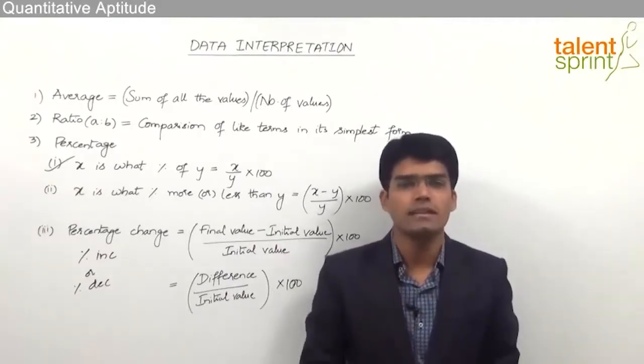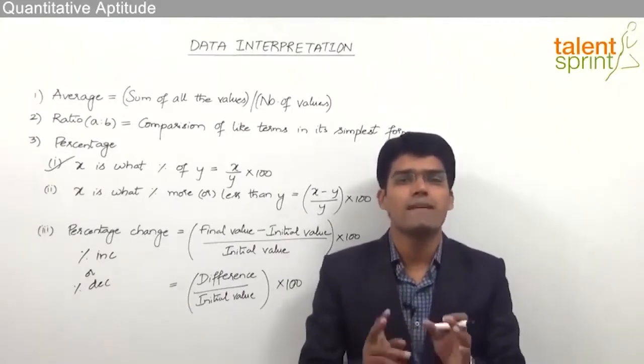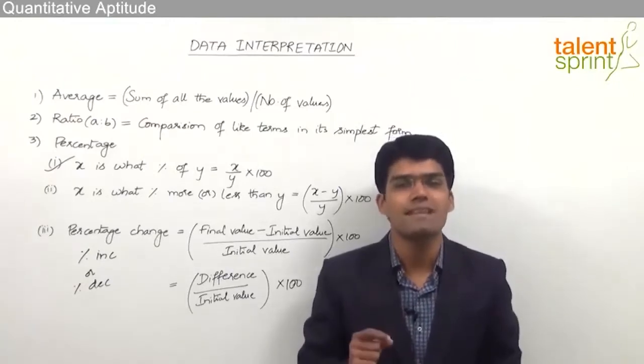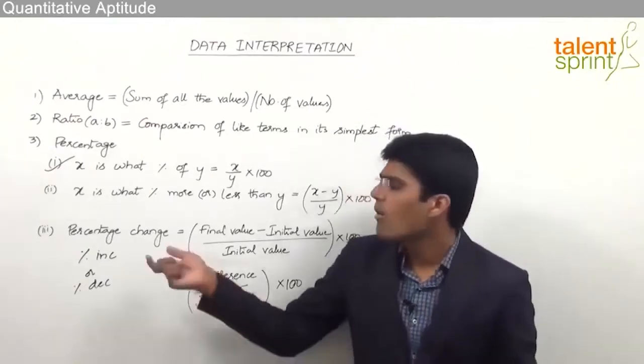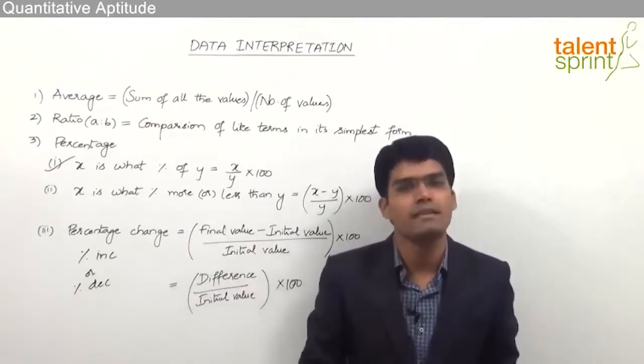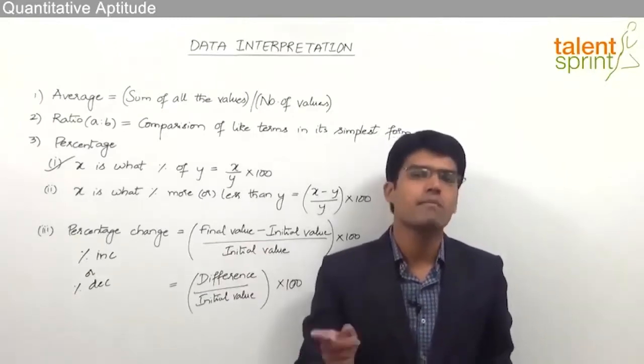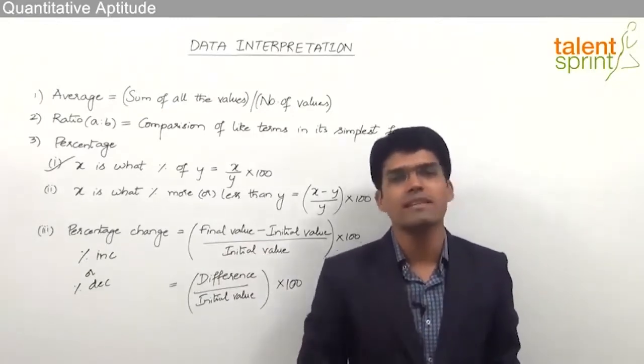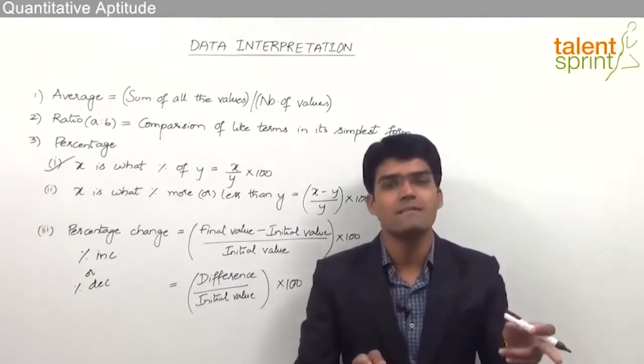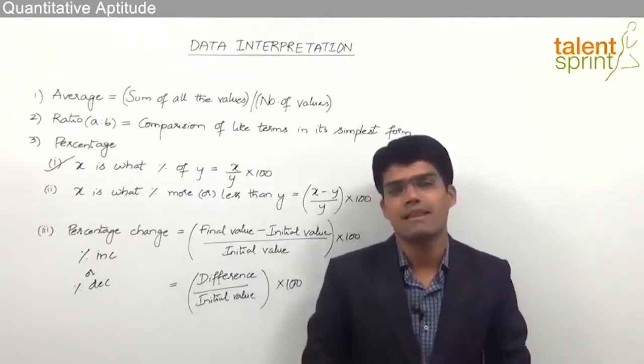And the last one here is the one in which both the years have not been given. The question simply says find out the percentage change or percentage increase or percentage decrease over the years. Remember friends, whenever the phrase "over the years" is used, we always consider the first year as the initial value and the last year as the final value.